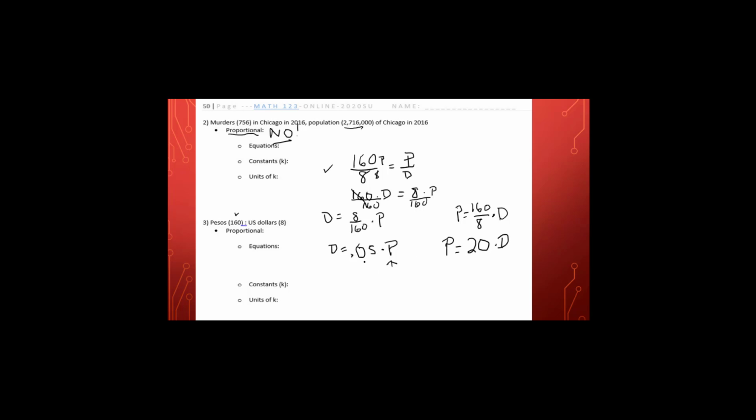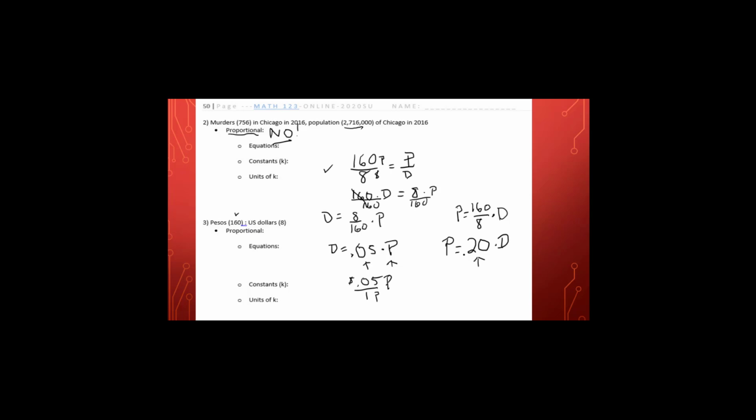So now, the constants. There is the constant here, and there is the constant there. So the constants are 0.05 and 20. Now what are the units? Well, let's look at the units of 0.05. First of all, it's 0.05 over 1, and I'm multiplying it by pesos. So the units are going to be pesos on the bottom and dollars on the top. So for this 0.05, the units are dollars over pesos.